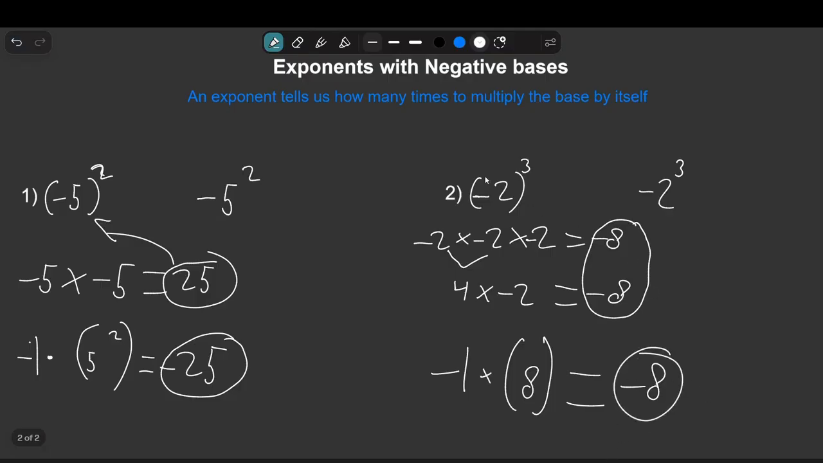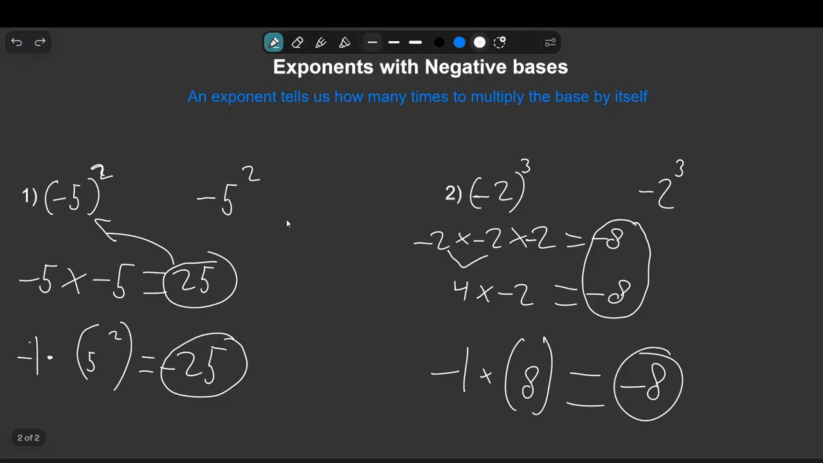So it depends on the exponent whether the final answer will be negative or not. As we saw with the one without parentheses, it had the exponent of 2 and it was negative. With the exponent of 3, it was negative both ways. And the one with parentheses also had 2, but it wasn't negative, because minus times minus equals positive, and minus times positive equals negative.